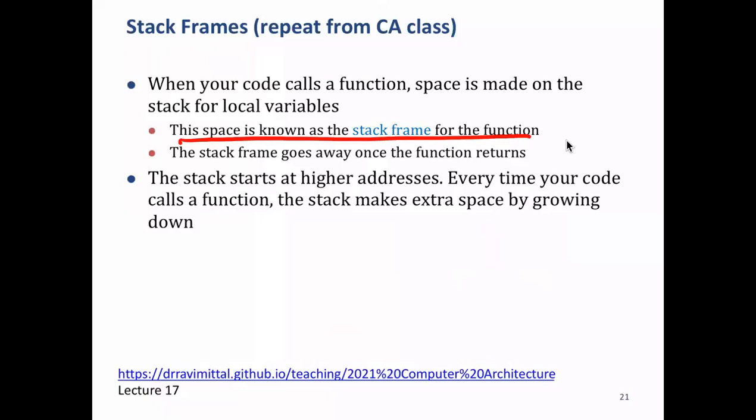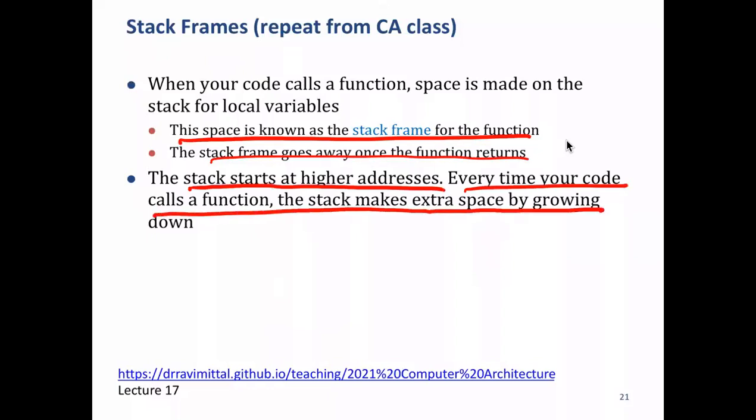So remember, if you do recursion, then until the recursion ends, we'll keep on creating frame after frame of the same function. And as it gets over, we keep removing those frames. So the frame goes away when the function returns. Now note that the stack starts at a higher address, and every time your code calls a function, the stack makes extra space by growing down. This is very simple, right?